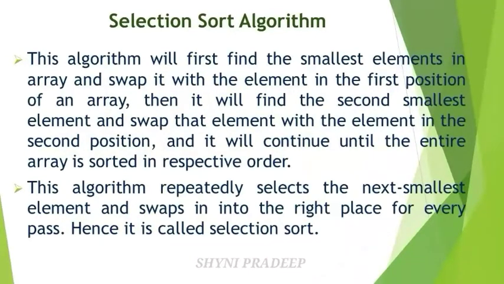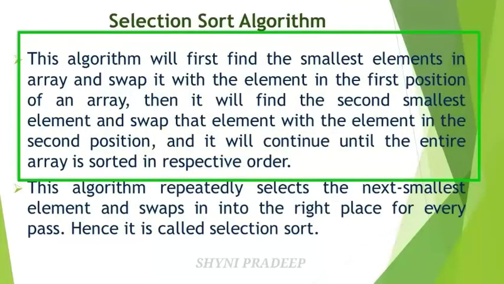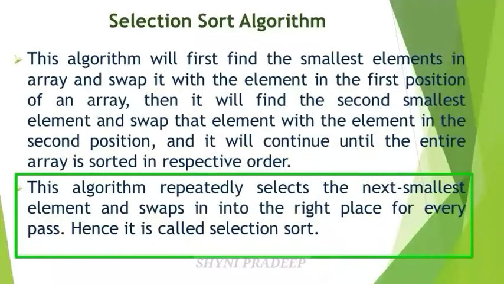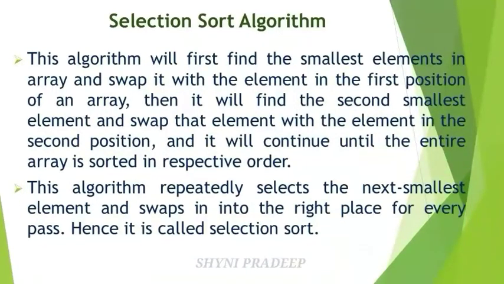The selection sort algorithm selects the smallest element and swaps that element into the right place for every pass. Every pass means every iteration, which means in each pass of the selection sort, the smallest element is selected from the unsorted subarray and exchanged with the element at the beginning of the unsorted list.